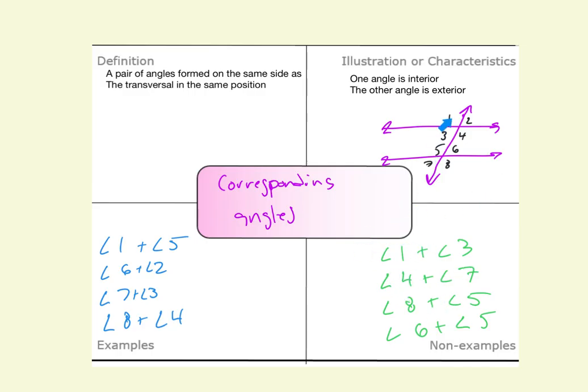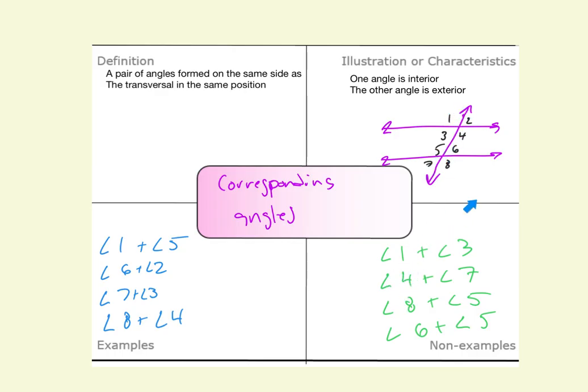So like angles 1 and 3, yes, they're on the same side as a transversal, and yes, one's on the inside and one's on the outside. However, they're not in the same position as like angle 5 and angle 1. Those are on the same position of the same angle along the transversal line.